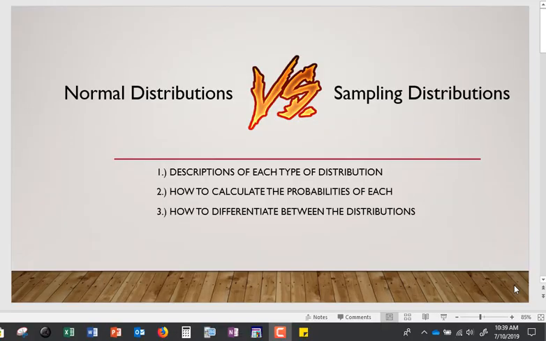In this video, we will discuss normal distributions versus sampling distributions. We will talk about descriptions of each type of distribution, how to calculate the probabilities of each distribution, and how to differentiate between normal distributions and sampling distributions of the sample mean, and binomial distributions and sampling distributions of the sample proportion.